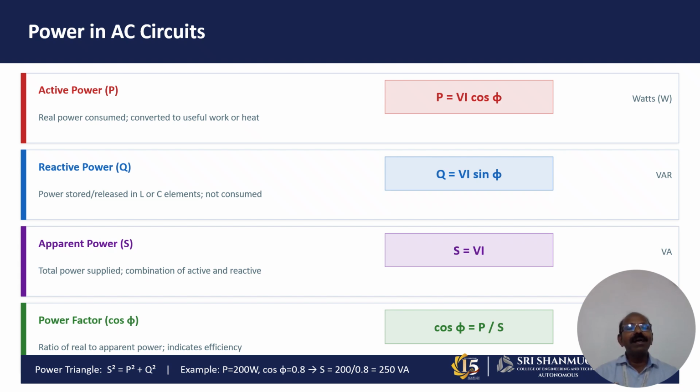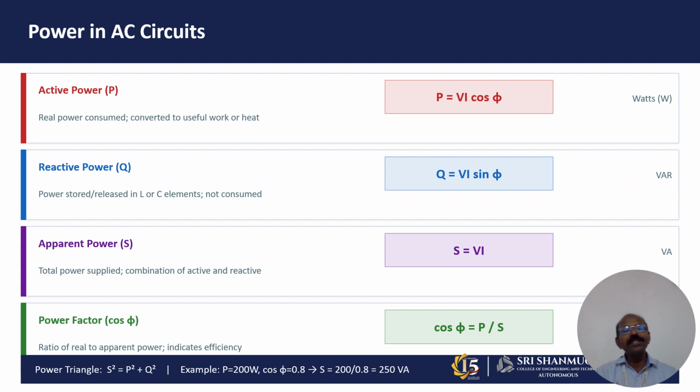Next, we will see how power is calculated in AC circuits. In an AC circuit, we classify the power as real power, reactive power, and apparent power. So what is the real power? Real power means the consumed power, which is converted to useful work or converted as heat. It is called the active power or real power.